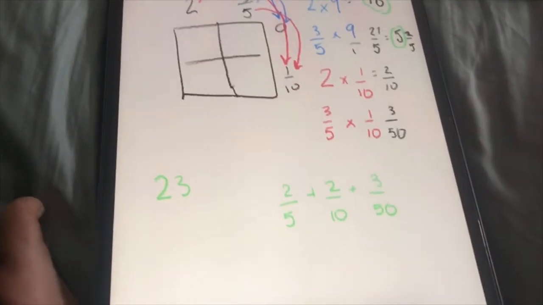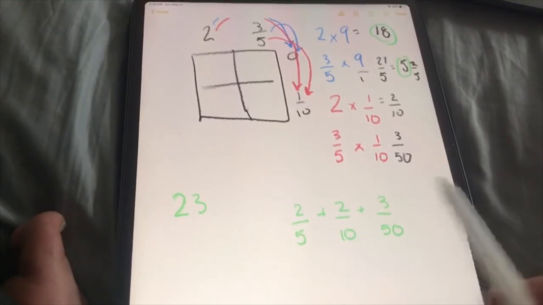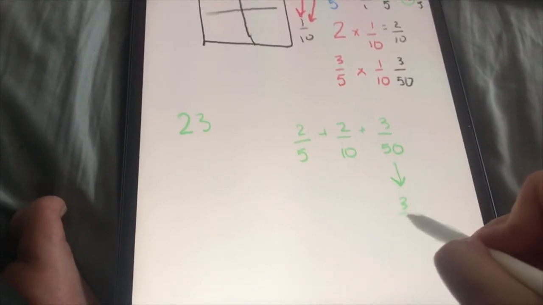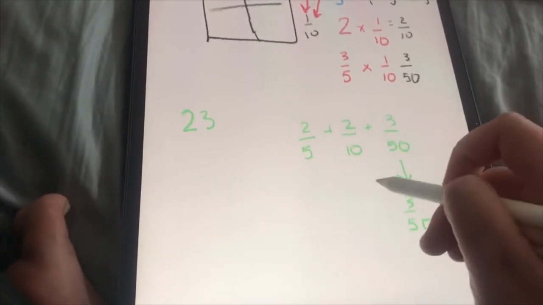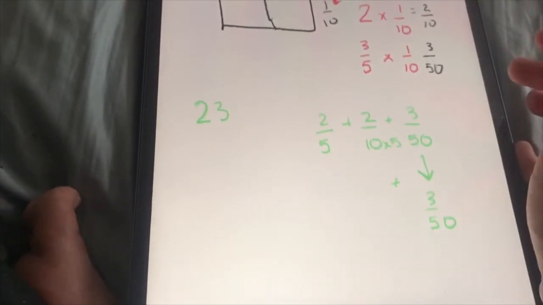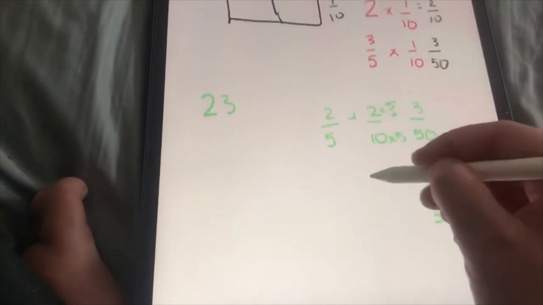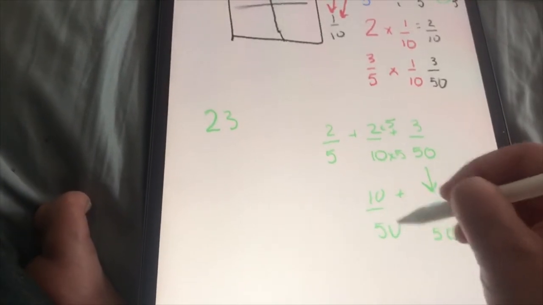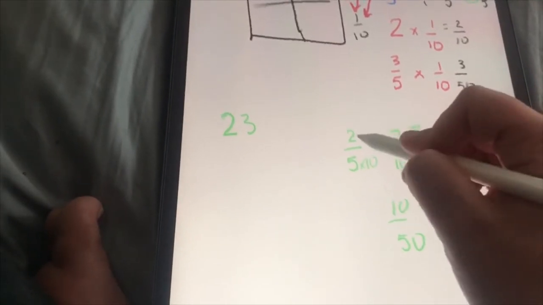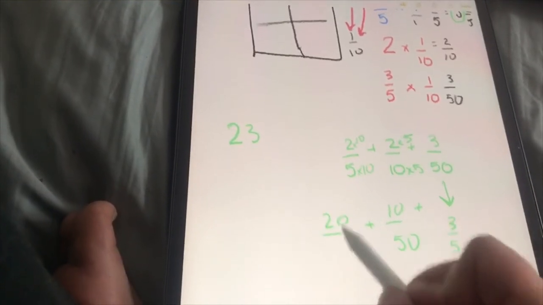So I know that 5 and 10 are multiples of 50. So I don't even have to change 3/50ths, okay? But I do have to rename 2/10, okay? So I am going to multiply the 10 times 5 and this times 5, and I get 10/50ths, okay? So now I have to multiply 5 times 10 and 2 times 10, which gives me 20/50ths.